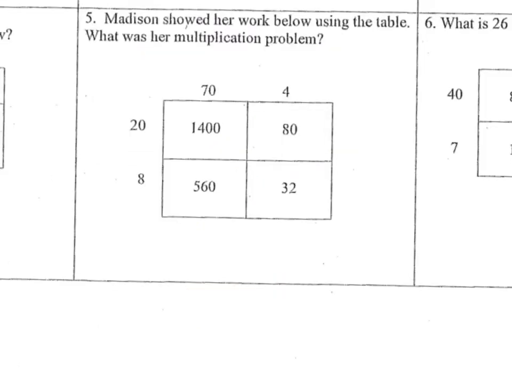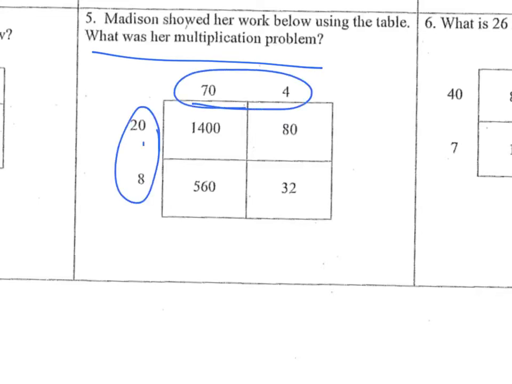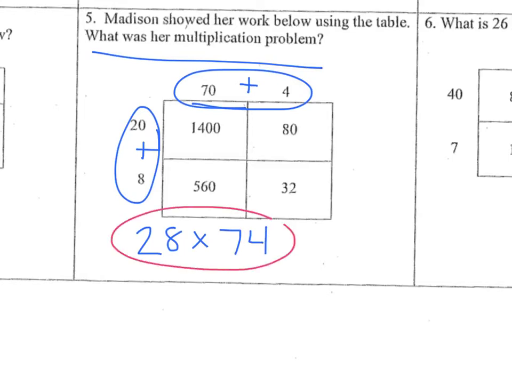Now we're looking at number 5. What we need to do is come up with a multiplication problem. And what we have here is we need to look here and here. So we've got 20 and 8. So add those together and you have 28. And then up here you have 70 plus 4, and that would give you 74. So her multiplication problem was 28 times 74.